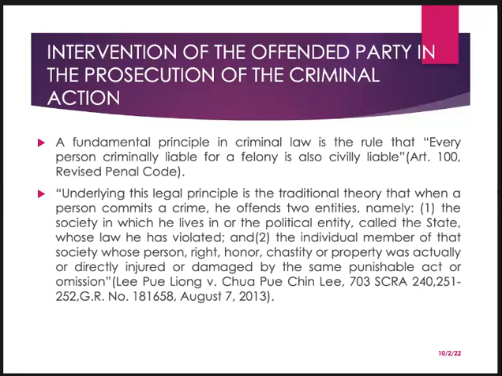Underlying this principle is the traditional theory that when a person commits a crime, he basically offends two entities. Not only the state, the society in which he lives or the political entity whose law he has violated, but also the individual member of that society whose person, right, honor, chastity, or property was actually or directly injured or damaged by the same punishable act or omission.